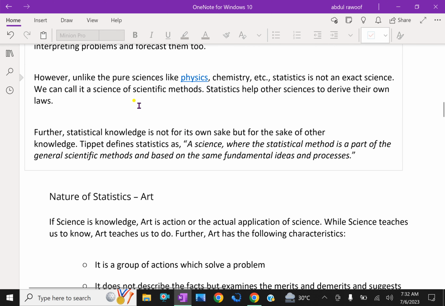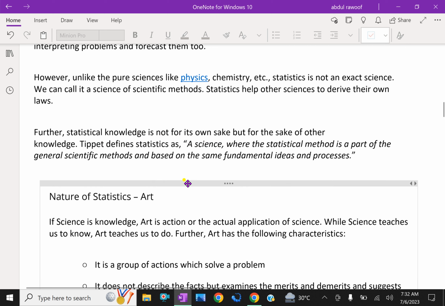However, unlike pure sciences like physics, chemistry, etc., statistics is not an exact science. We can call it a science of scientific methods. Statistics helps other sciences to derive their own laws. Further, statistical knowledge is not for its own sake but for the sake of other knowledges.